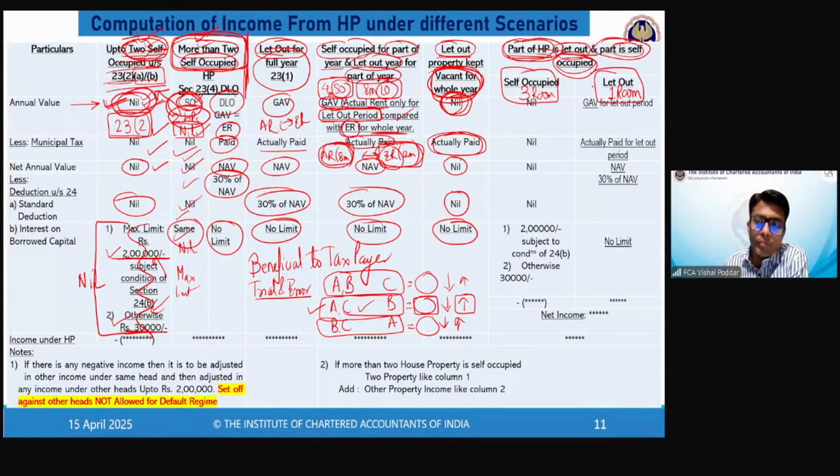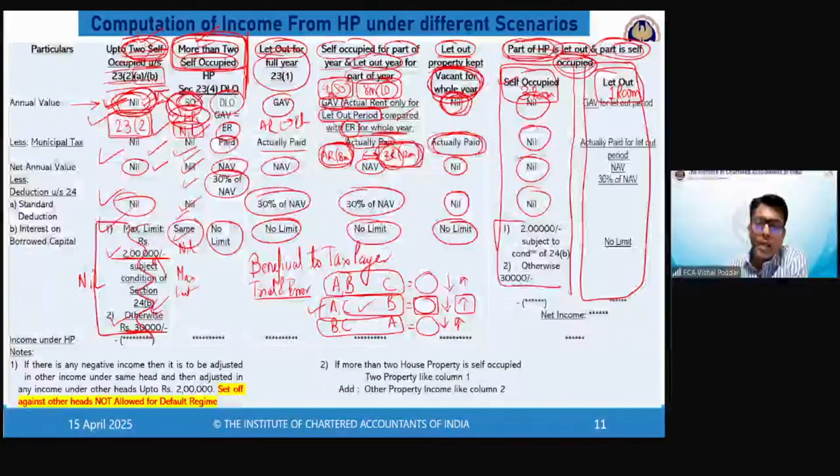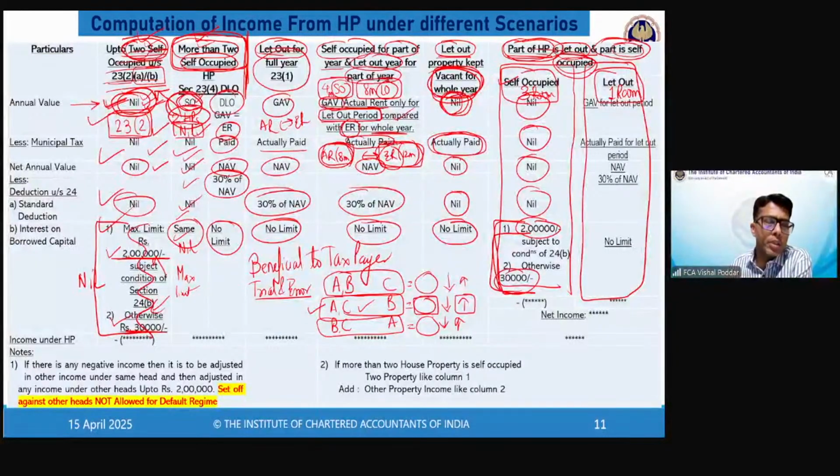Now the law says, assume that there are 2 HPs. So these 3 rooms will be treated as 1 HP. This 1 room will be treated as another HP. Now these 3 rooms will be considered as a self-occupied HP. And then the working of this first column will apply. That is, GAV will be nil, municipal tax nil, NAV nil, standard deduction nil, and interest will be what we studied. New scheme nil, old scheme, all conditions satisfied, 2 lakhs up to 2. And if one of the conditions is not satisfied, then 30,000.